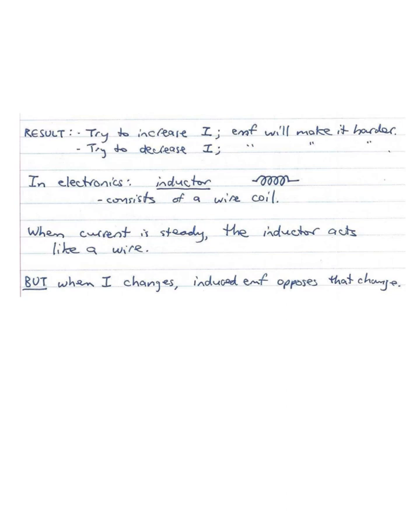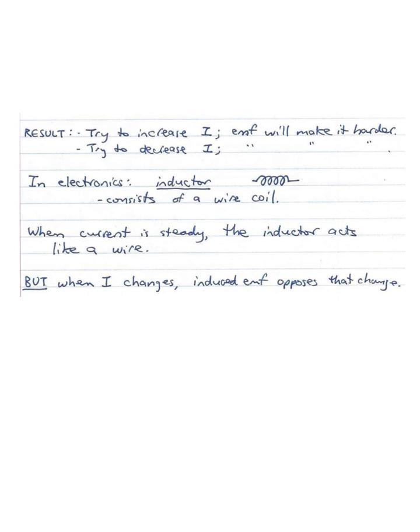The result is, if you have a loop with a current going through it and you try to increase the current, there will be a back EMF produced that will make it harder to increase the current. If you try to decrease the current, the back EMF will make it harder to decrease that current.